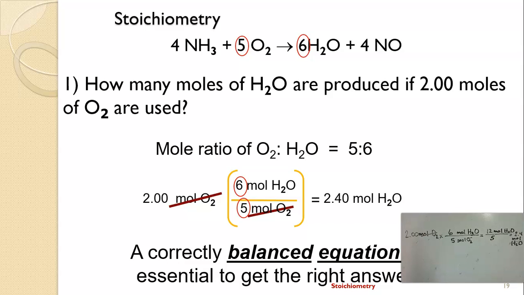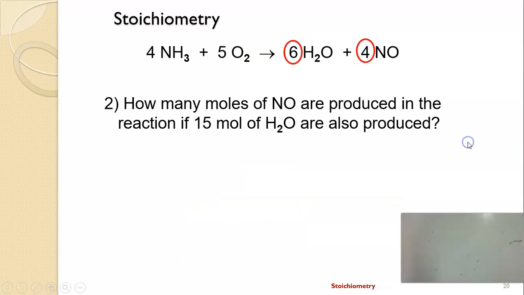Oops, let's go back. Correctly balanced equation is essential. I cannot stress to you enough how important correctly balancing your equation is. Okay, if you don't correctly balance your equation, you're not going to get the right answer.